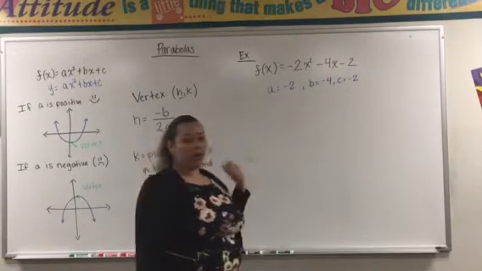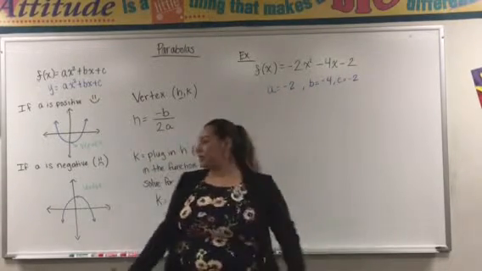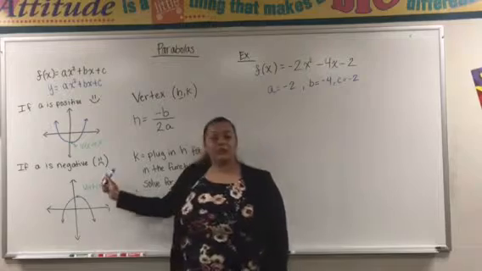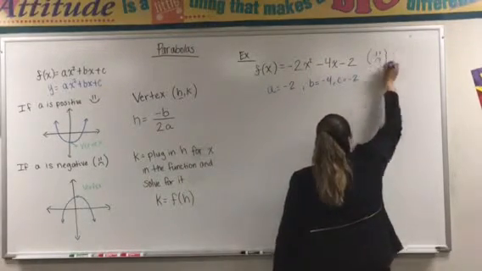Then we're going to identify: are we happy or are we sad? In this case it's a negative. Whenever it's a negative, we are sad. So we know that the graph is going to be going down.